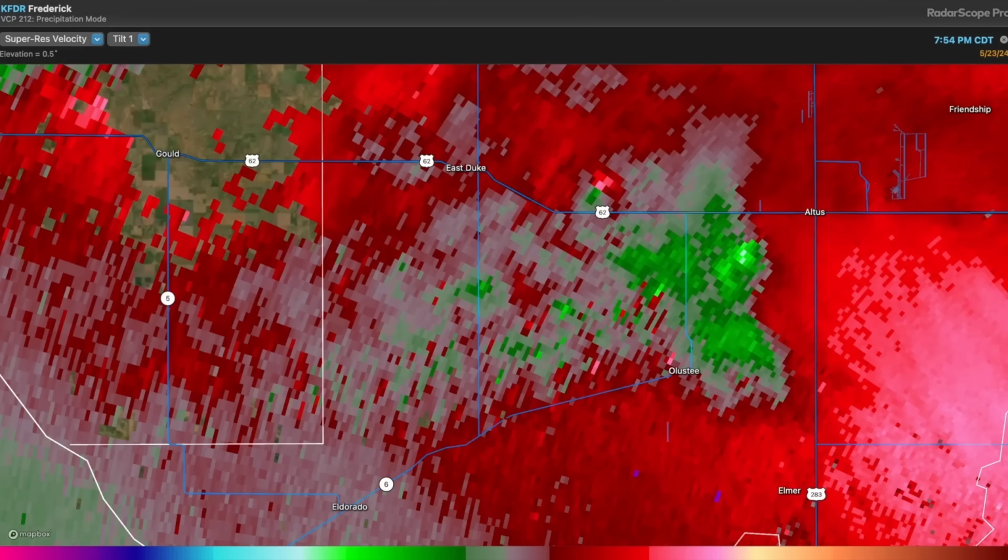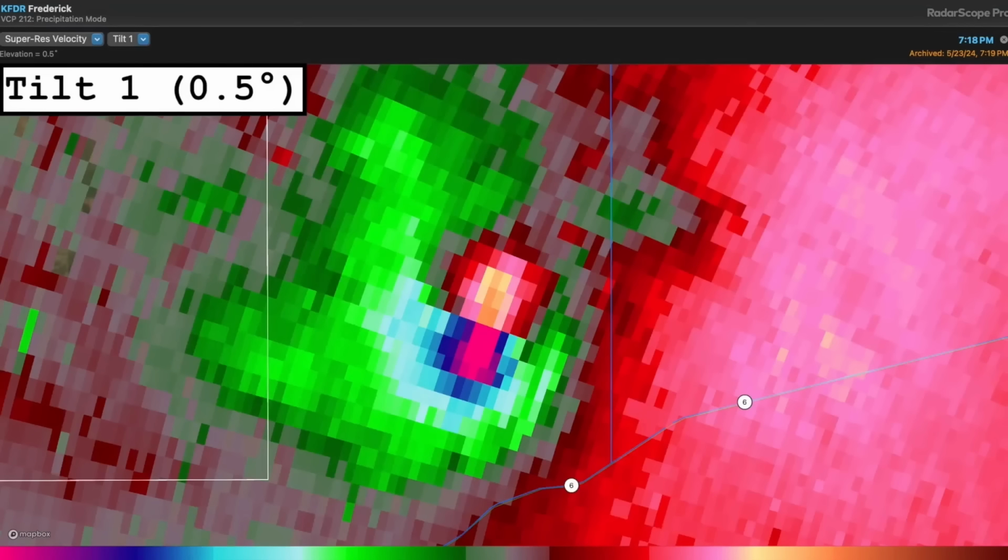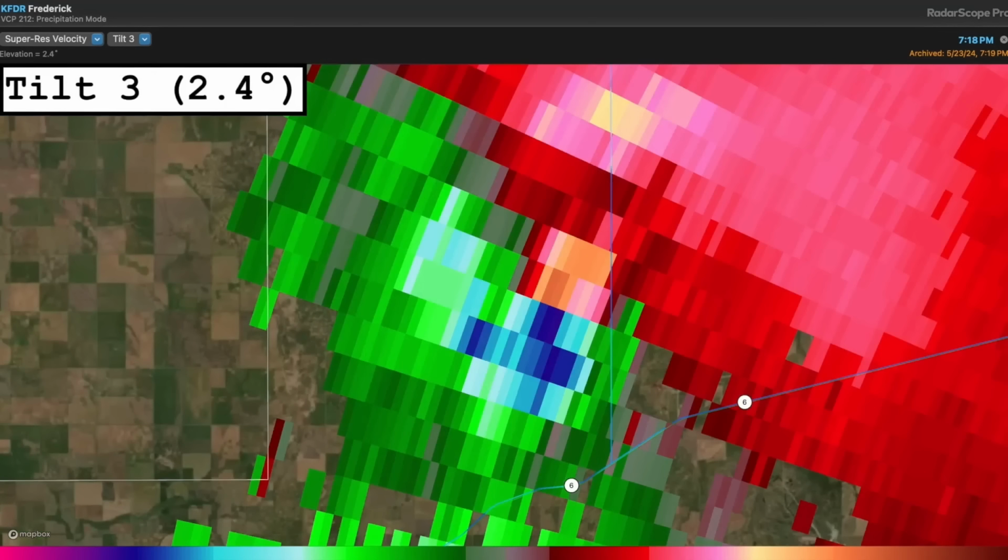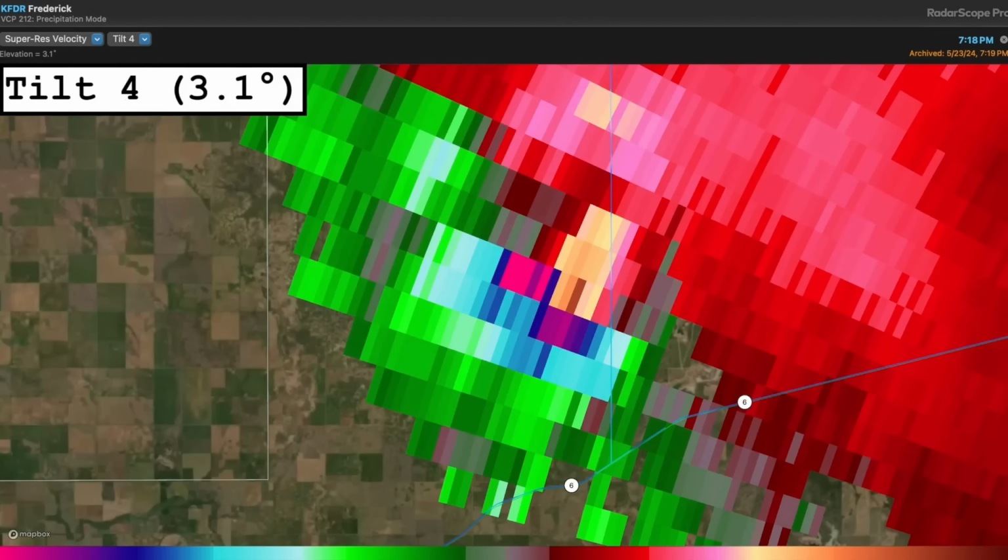If a possible rotational signature appears in one scan and completely goes away in the next, that rotational signature is likely bogus. Similarly, they should possess vertical continuity as well. As you go up an elevation angle, there should be a TVS or at least some manifestation of a robust mesocyclone.